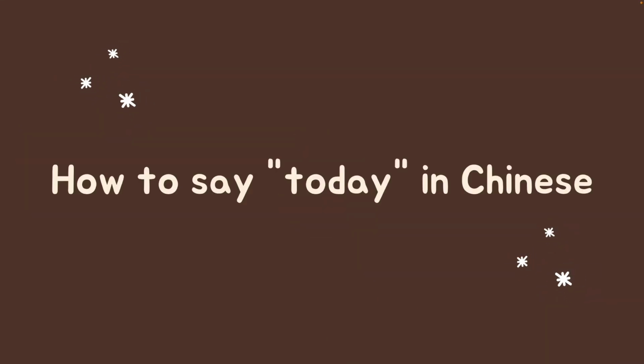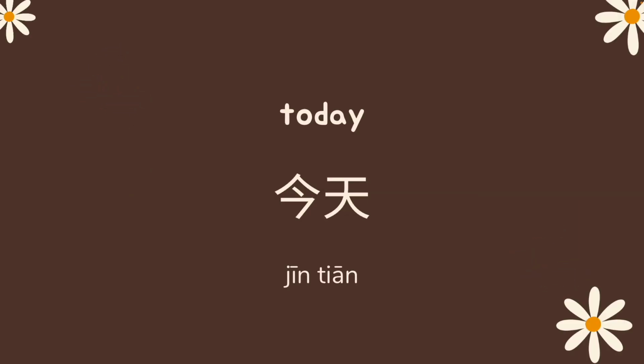Number 4. How to say today in Chinese? 今天. Jin is present. 天 as in day. Together we have today. 今天. Love this question, living in the present.